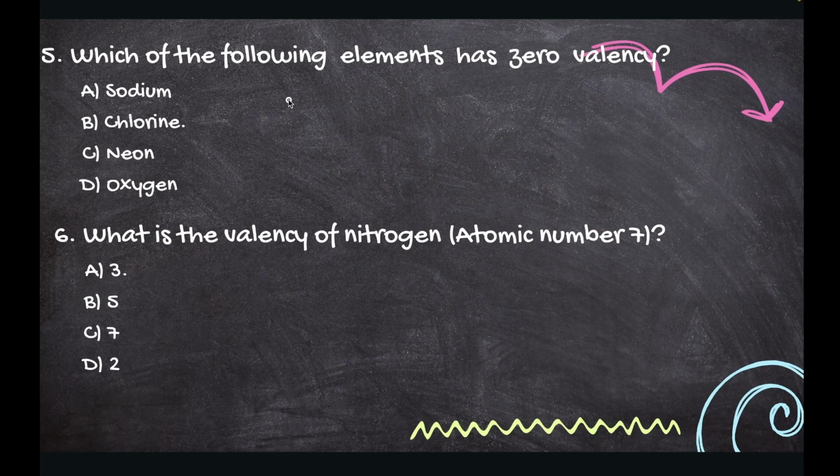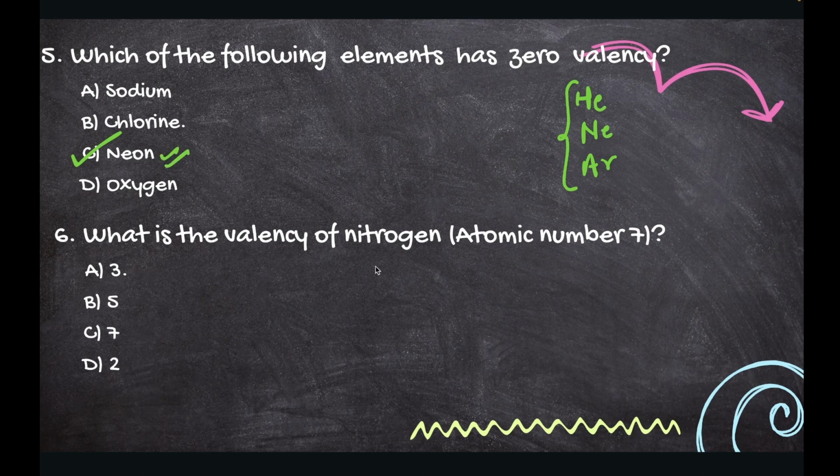Next question is, which of the following elements has zero valency? Here are the options: sodium, chlorine, neon and oxygen. Noble gases like helium, neon, argon are naturally stable. They are chemically unreactive, so their valency will be 0. They don't need to lose or gain electrons to get stability. So the answer will be neon. This is a noble gas.